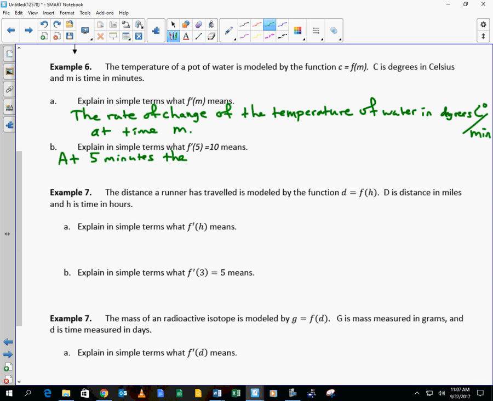The temperature is changing at a rate of 10 degrees Celsius per minute.